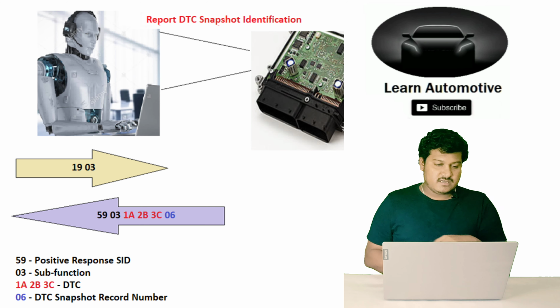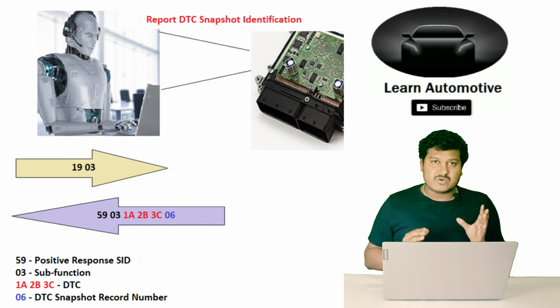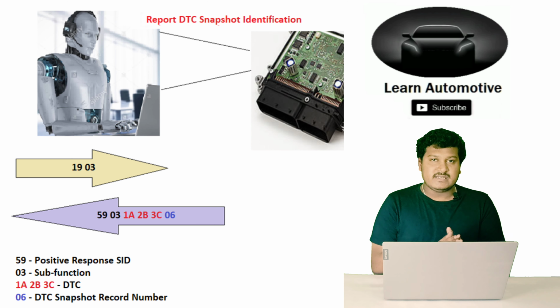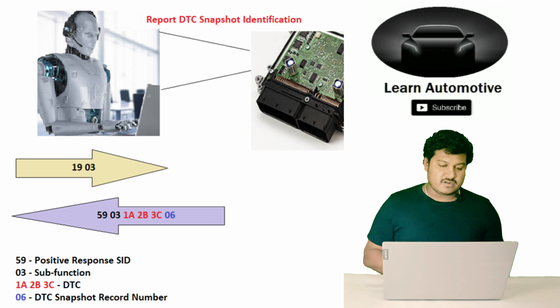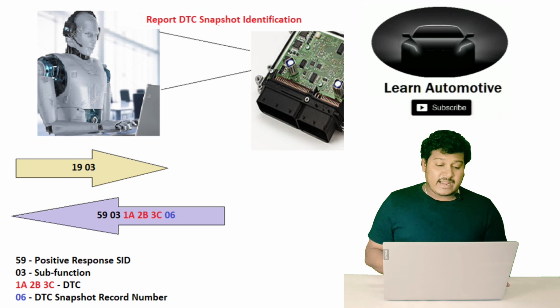The request here is 1903. As you know, 19 is the service ID, Read DTC Information, and 03 is the subfunction, Report DTC Snapshot Identification. You have sent this as a request, and on the response part, you will get 5903. 59 is the positive response from service 19. 03 is the subfunction that you requested, and 1A, 2B, 3C are the assumed DTCs.